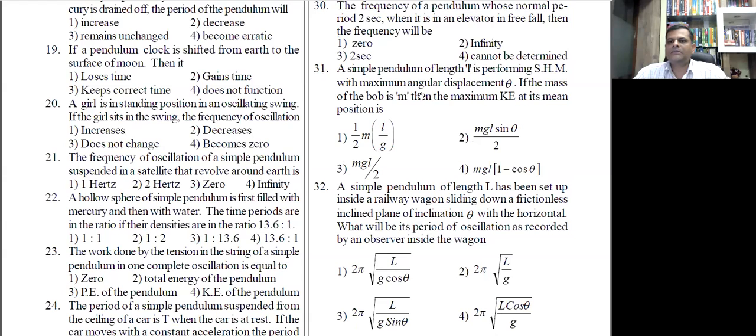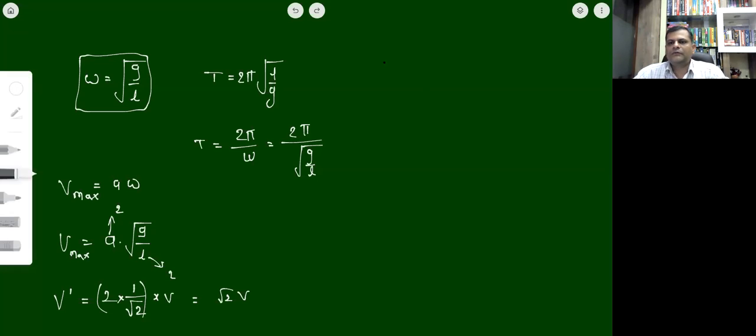If the simple pendulum of length L is performing SHM with the maximum amplitude angular displacement theta. So theta is the maximum angular displacement of the pendulum. If the mass of the bob is m, then the maximum kinetic energy at its mean position is. So we want to find out the maximum kinetic energy when it will be at the mean position, whereas its maximum angular displacement is given to be theta here.